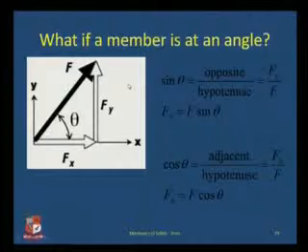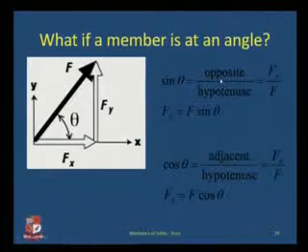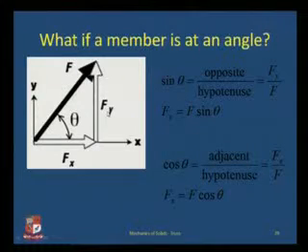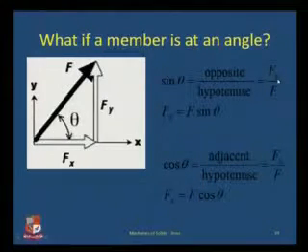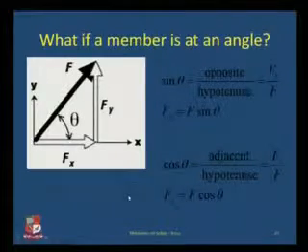Now if I have a member which is inclined, and I want to find out the value of those, then I will be using sine of theta is equal to opposite upon hypotenuse, what we have already seen. But in this case, instead of the length, we are using the force in that direction, that is Fy, divided by the total force, which is here the hypotenuse of the triangle, and therefore we will get Fy is equal to F sine theta. Similarly, cos theta will be adjacent upon hypotenuse, which is equal to Fx upon F, so Fx is equal to F cos theta.